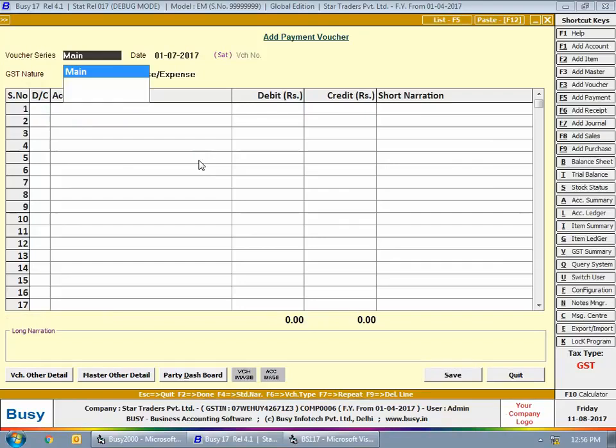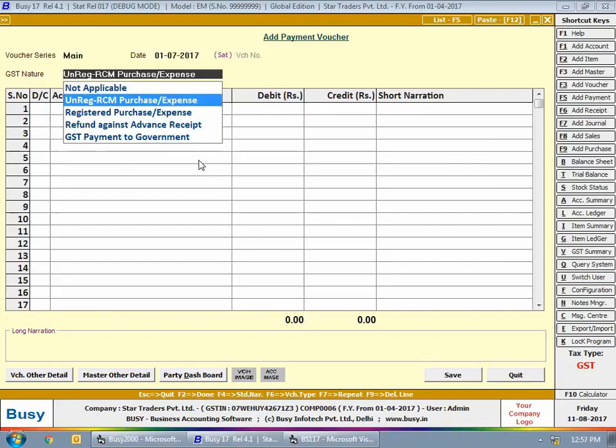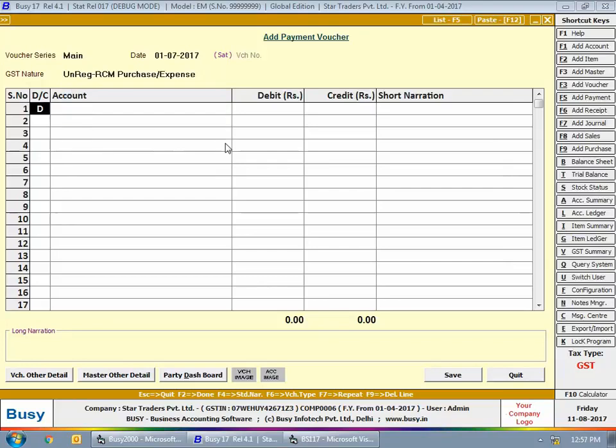Next, we are entering one more payment voucher on 1st of July. GST nature is unregistered RCM purchase / expense. Here we are debiting the food and beverages account for 800 rupees. We are assuming that we have ordered food and beverages from a vendor who is not registered. So this will be the case of unregistered RCM purchase / expense. And I'd like to tell you that in case of food and beverages, you will not get any ITC claim.